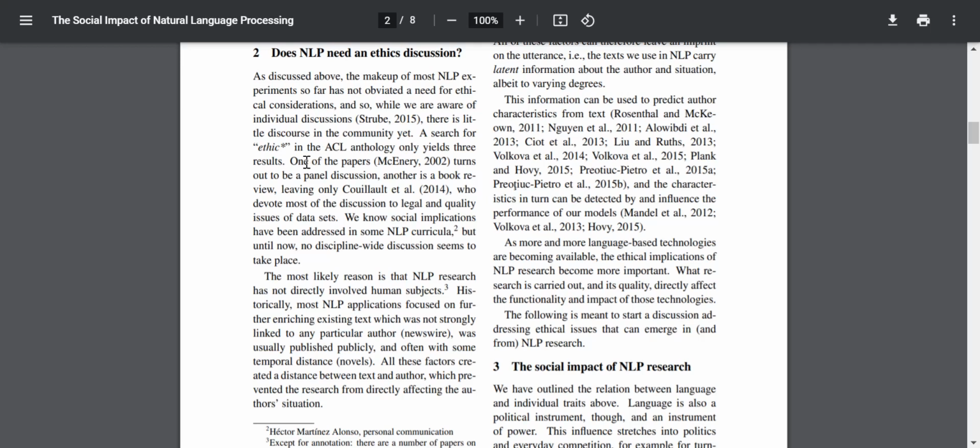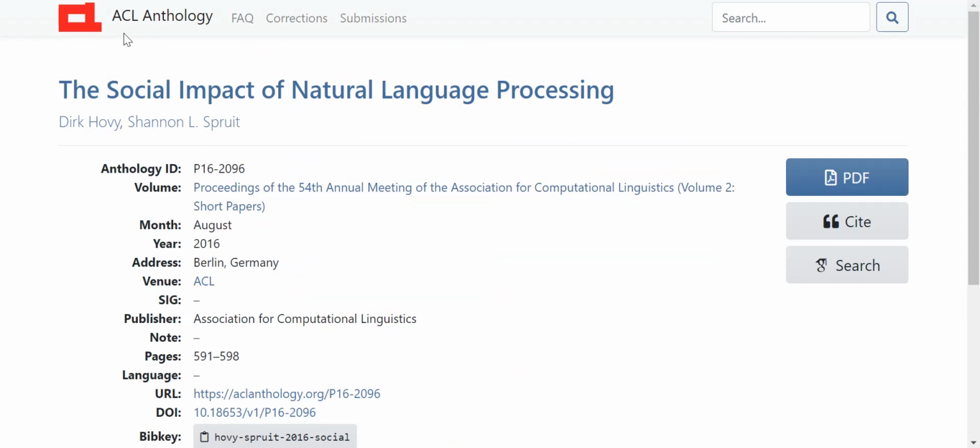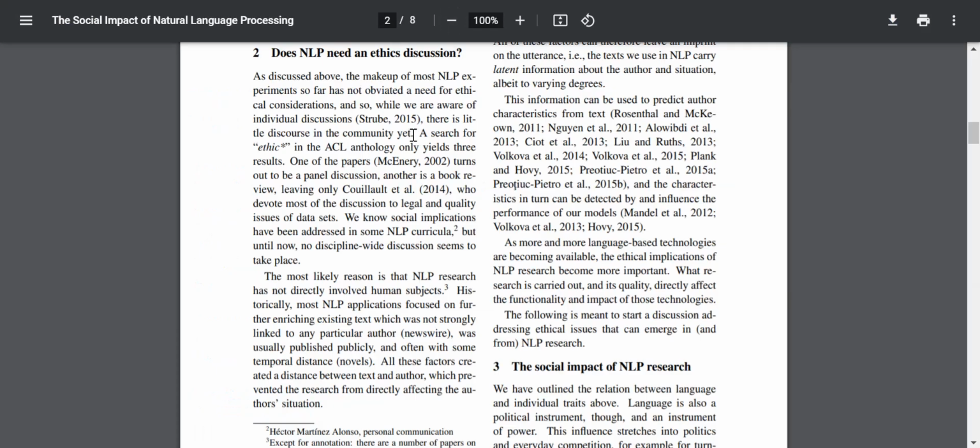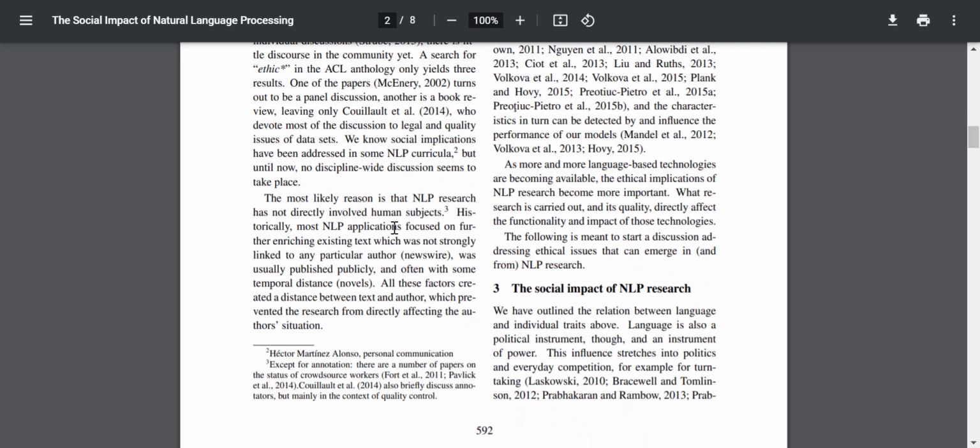Alright, so they searched the very same publisher where this paper was published. One of the results turns out to be a panel discussion, another a book review, leaving only this paper from 2014, which devotes most of the discussion to legal and quality issues of data sets. So we know social implications have been addressed in some NLP curricula, but until now no discipline-wide discussion seems to take place. Right. The most likely reason is that NLP research has not directly involved human subjects.